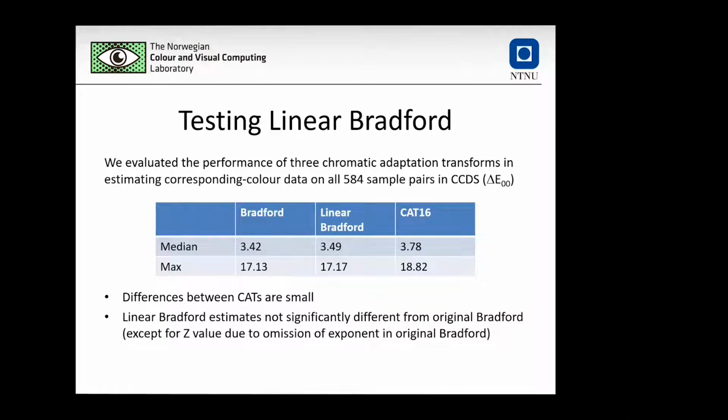So in other words, we strongly believe that not only is linear Bradford good in terms of its performance in ICC color management, if what you want is a corresponding color adaptation transform, then it does a pretty good job. It's difficult to argue that there's another CAT which is going to give you better results.